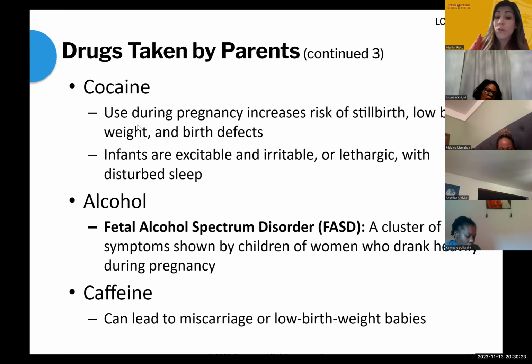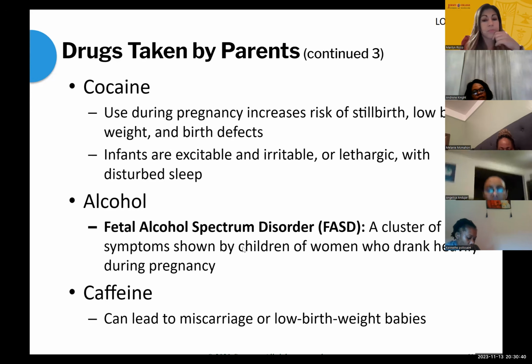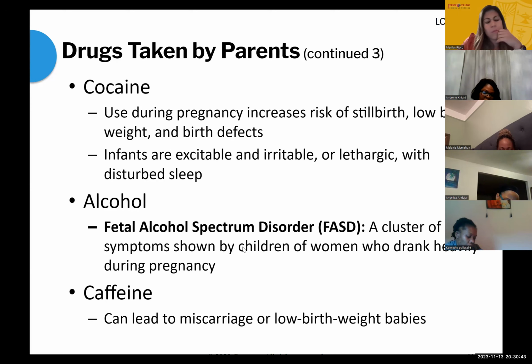Then we have fetal alcohol spectrum disorder, FASD. It's a cluster of symptoms shown by children of women who drank heavily during pregnancy. Something to note here is that they say this is shown by women who drank heavily. And some women are like, oh, well, one drink is okay every now and then, right? Well, I've actually had many people in my courses tell me that someone they know had just one or two drinks every now and then, and their baby was born with FASD. It was random, but they did it during that critical period. They weren't drinking heavily, and their baby was born like this.